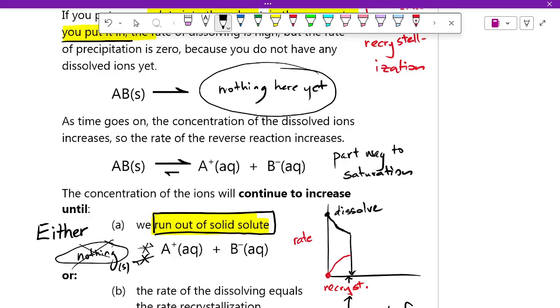And then it'll just flatline. There's nothing. How about our rate of recrystallization? Also 0. So in an unsaturated solution, it's like you're trying to get to equilibrium, but you never quite succeed because there wasn't enough solute present. Okay?